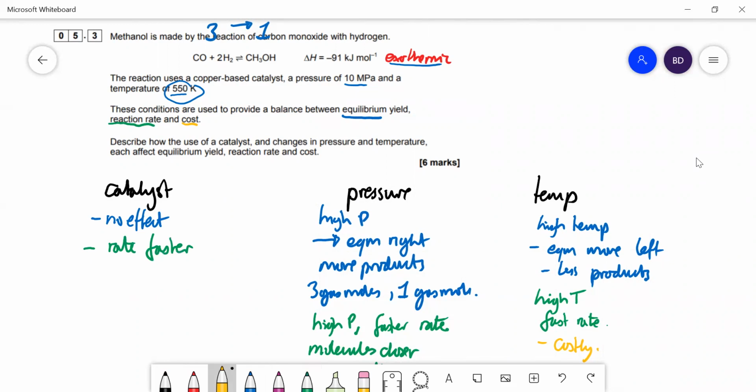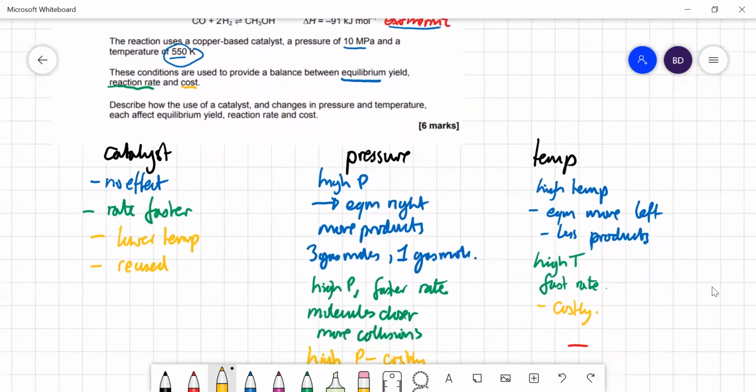And the cost, well, generally speaking, it's going to save money because you can use a lower temperature to have the same effect. And most catalysts are not expensive because they're reused. They don't get used up in the reaction. So it's definitely cost effective to use a catalyst. Now, if you mentioned all of that lot, I don't see how they can not give you 6 marks.